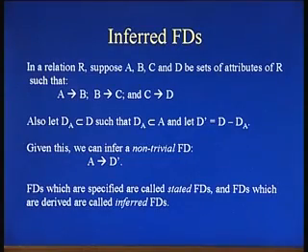That is, we started by saying that because of the transitivity rule, A defines D. However, there is some triviality in this definition, and once we remove that triviality, we have actually inferred a new functional dependency which is non-trivial, that is of the form A defines D prime. So, functional dependencies which are given to begin with are called stated functional dependencies, and FDs which are derived are called inferred functional dependencies.